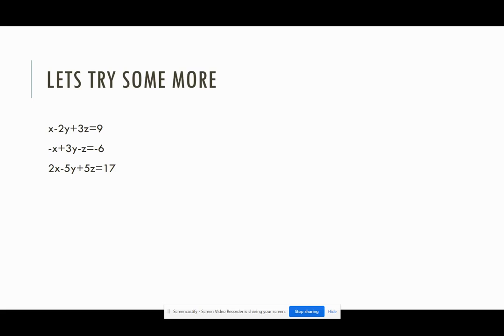All right, so let's take a look at it together. If I look at this, the x's are going to be the easiest to get rid of. If I look at the first two, I can just add them and then get rid of the x. So if I add these, x goes away. I can rewrite this to make it easier for everyone. I have negative x plus 3y minus z equals negative 6. So I add them, this goes away, and this becomes y plus 2z equals 3.